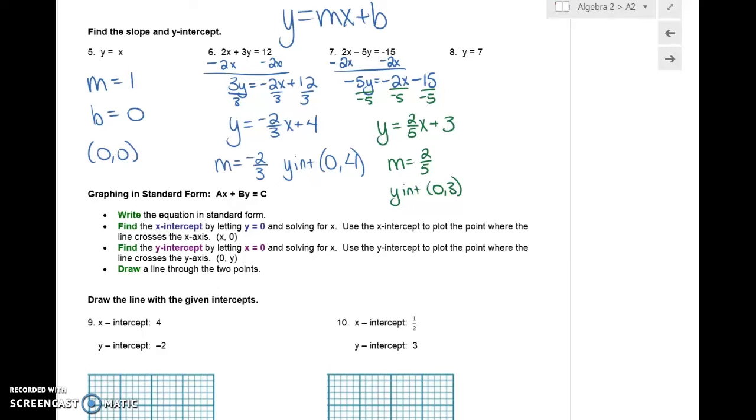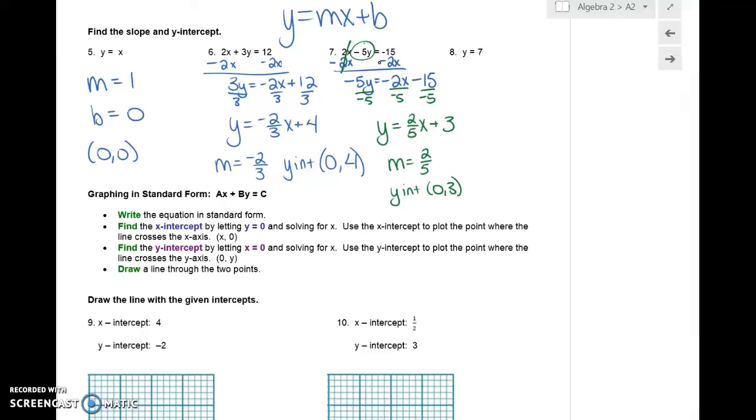When you subtract 2x on both sides, you end up being left with negative 5y equals negative 2x minus 15. Make sure you're dividing every single thing by negative 5, and that should give you y equals 2/5 x plus 3. So your slope is 2/5 and your y-intercept is the point (0, 3).